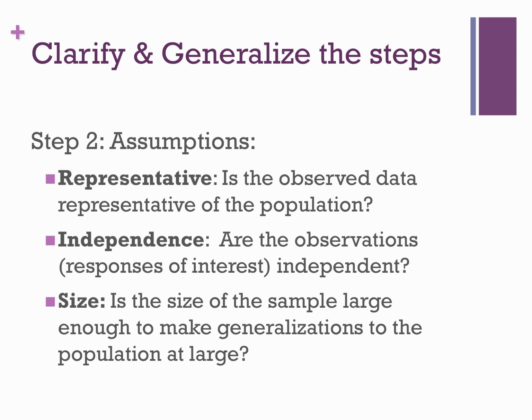Let's look back at step 2 to clarify and generalize the assumptions. We've already discussed representativeness and independence. Is the observed data representative of the population that we're trying to make inference back to? And are our observations independent? That is, is each row in the data independent of the next row? The one that we haven't really looked at is the sample size assumption. We need to look at whether or not the size of the sample is large enough for us to make generalizations to the population at large.